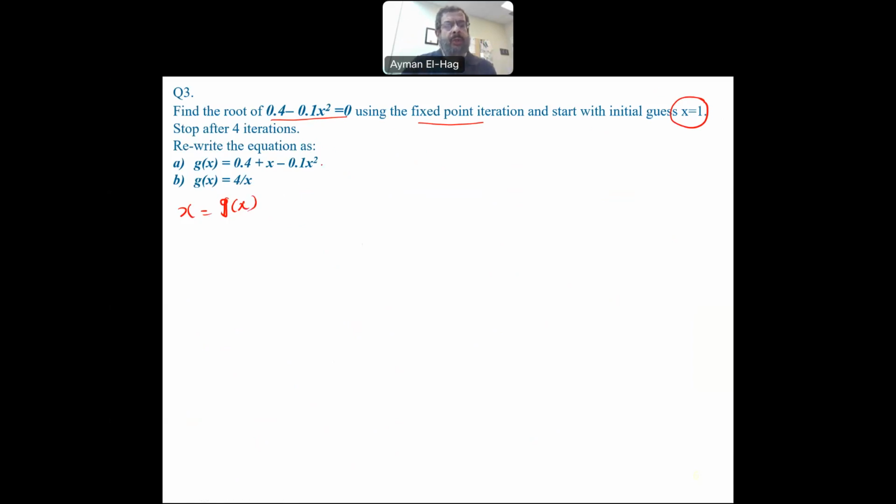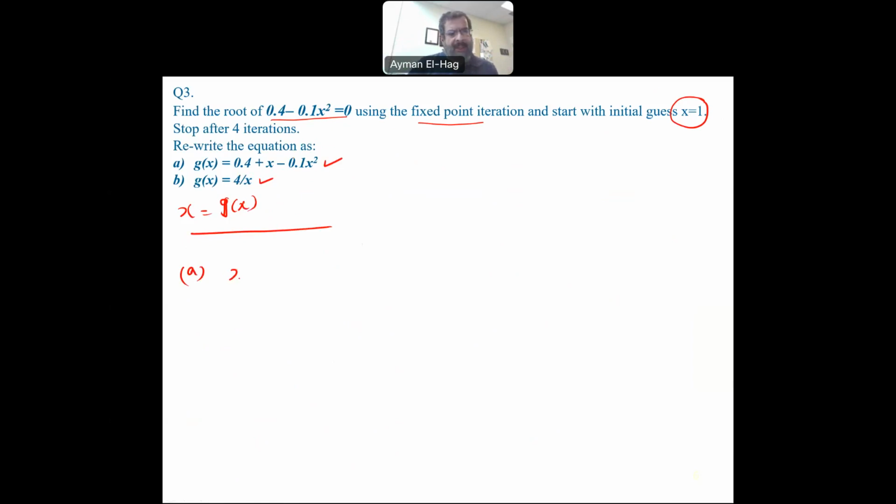And here you are given two different g of x's. The first is 0.4 plus x minus 0.1 x squared, so this is adding x to both sides. And the other one is solving for x from the same equation. So we want to see the convergence of each one. So let's start with A.